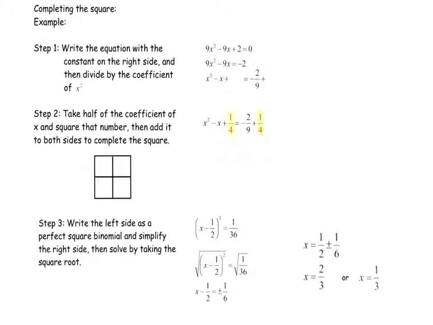On this slide, I'm going to show you how to solve a quadratic equation by completing the square. So the first thing we are going to do is write the equation. Then we are going to move the constant to the other side of the equal sign. So we have 9x squared minus 9x equals -2. The following step is to divide by the lead coefficient, which is 9.